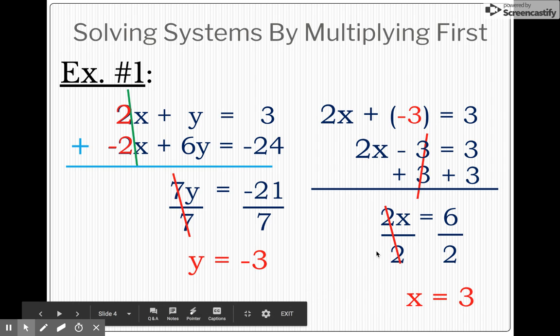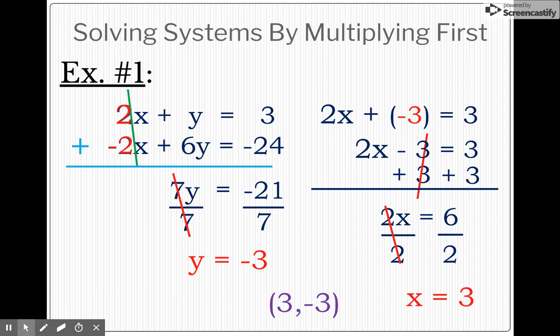And then our final step here is just to write it as an ordered pair. So our answer to this is (3, negative 3).